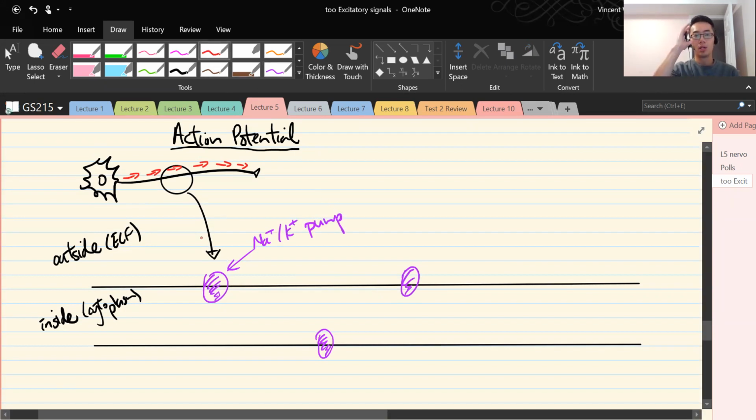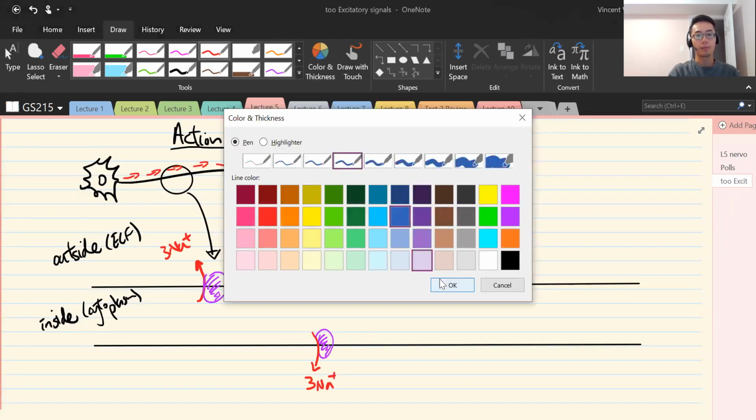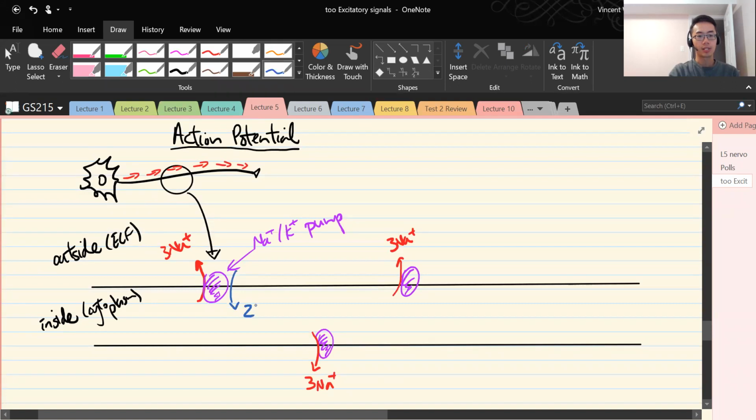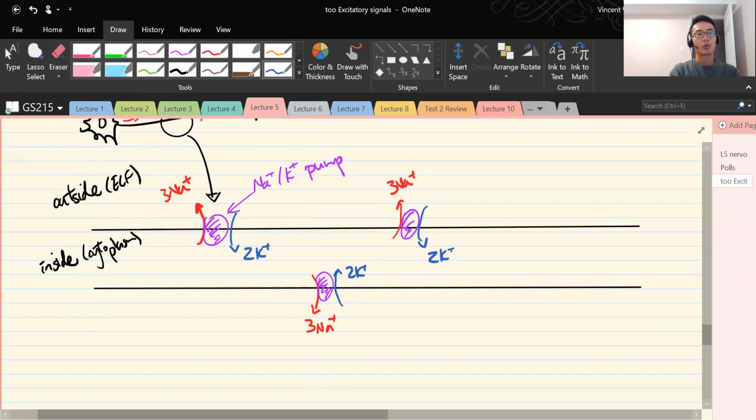Okay, so long story short, what the sodium potassium pump does is it will pump out three sodium out of the cell, 3 sodium out of the cell in exchange for 2 potassium into the cell. Okay? So this, of course, is active transport, so it uses ATP. Sodium potassium pump will keep on pumping sodium out and keep on pumping potassium in.